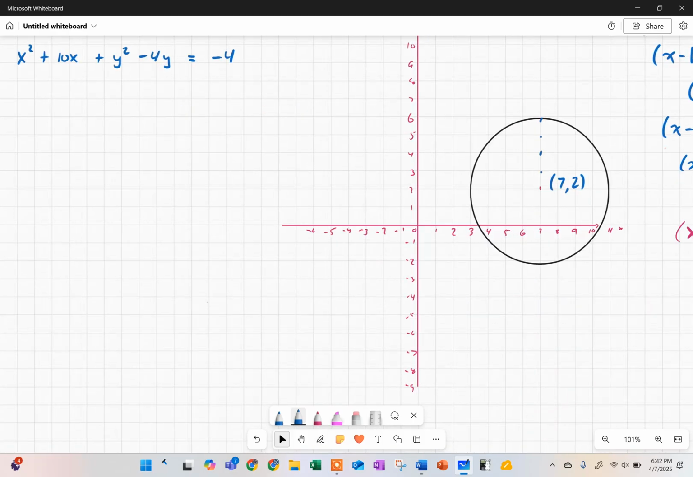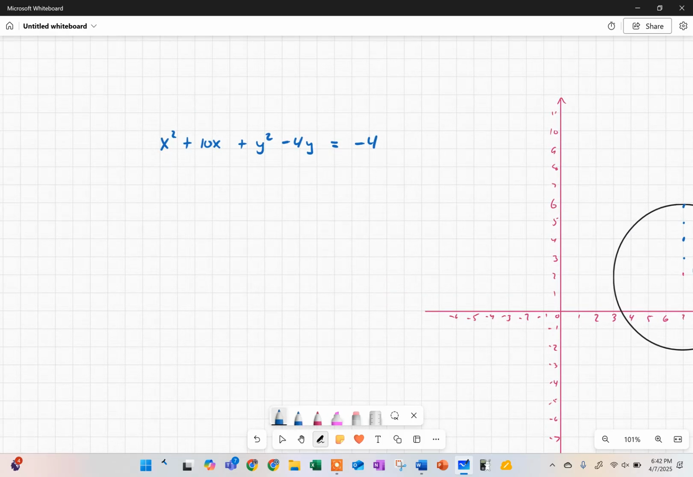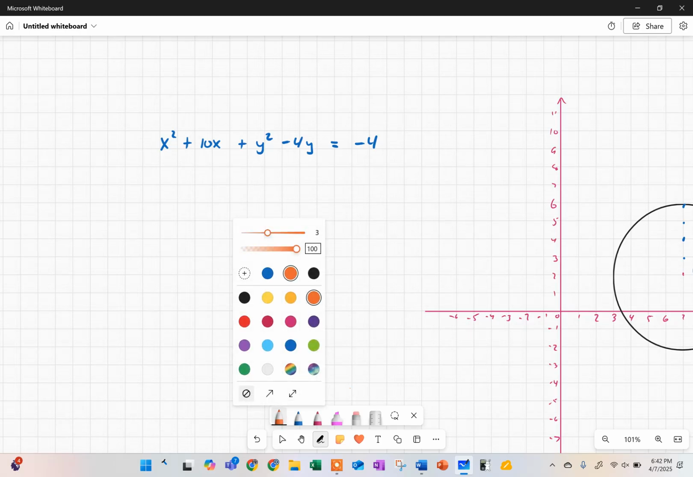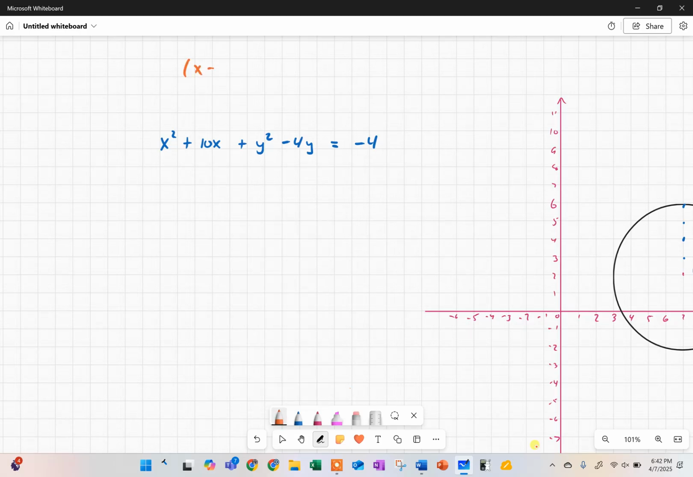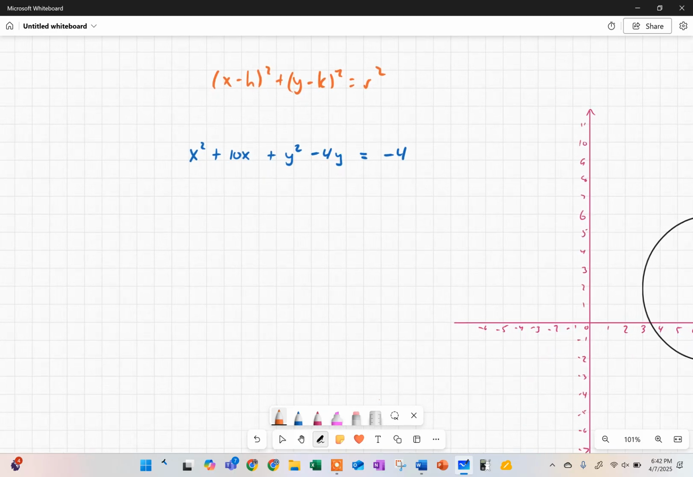Here, you can see we want this to be of the form (x − h)² + (y − k)² = r². And here you can see that that's not possible because I have an x² + 10x. So we're going to do a method called completing the square. You probably did this in algebra, but here's what's going to happen.